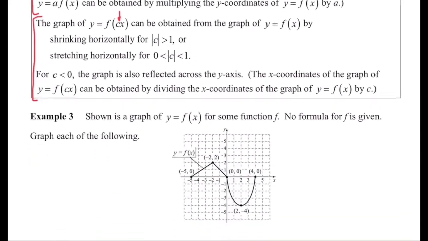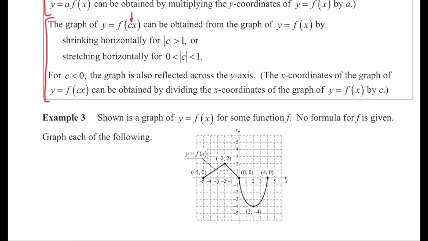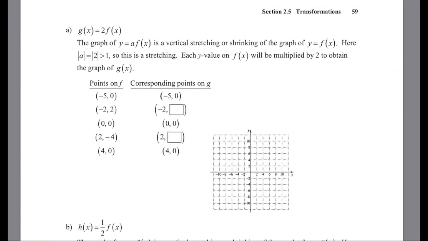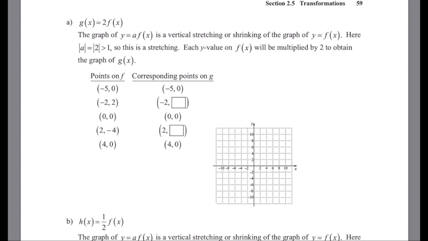Here we have a graph of a function. There's no formula for this function, but we're going to take this and manipulate this a little bit in the remaining examples to see how it all puts together. On the left here, I have our points from the previous page that go in order from left to right: -5, 0; -2, 2; 0, 0; 2, -4; and 4, 0. So keep that picture in our mind of what it looked like from the previous slide.